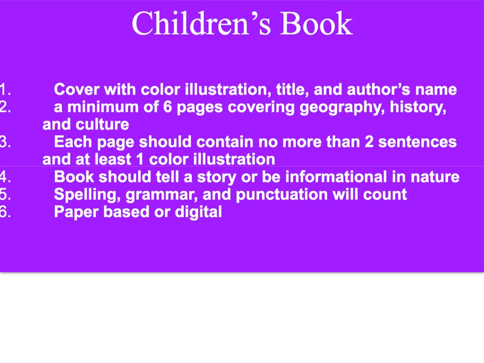Alright, so just to give you some background before you make your choice, the children's book, you are going to be required to have a cover with a color illustration, title, and of course your name. You will need to have a minimum of 6 pages worth of content covering geography, history, and culture, and the rubric tells you exactly what should be on each page. Each page will contain no more than 2 sentences and at least 1 color illustration. The book can tell a story or it can be straight informational in nature. Spelling, grammar, and punctuation, of course, will count. This is an option that you can do paper-based or digital, whether you have an iPad or not. So that'll be your decision.